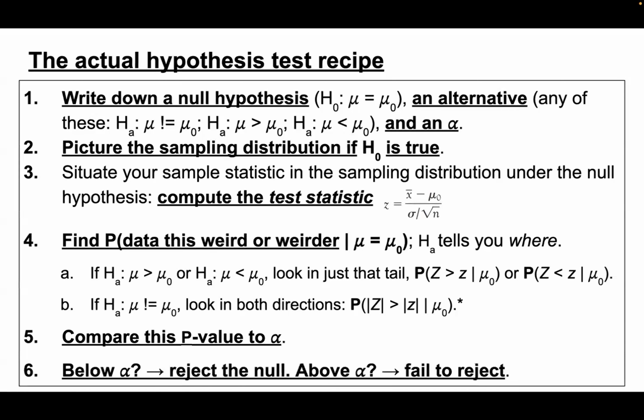Okay, so then we compare this p-value to alpha. We just evaluate whether or not the probability that we find is less than or larger than the cutoff p-value that we found before, and then we make a decision.